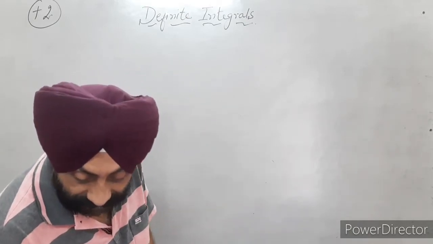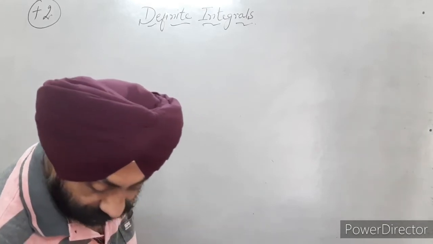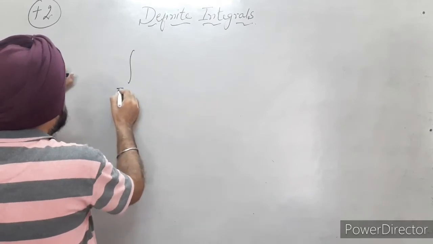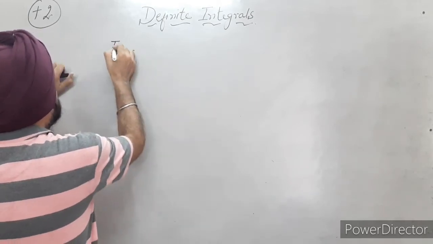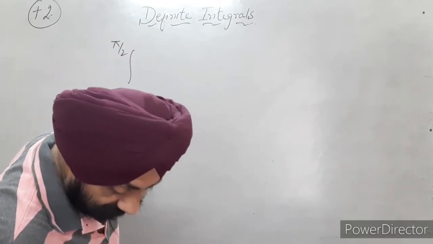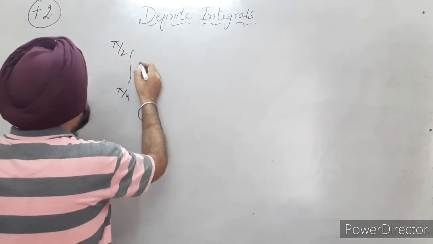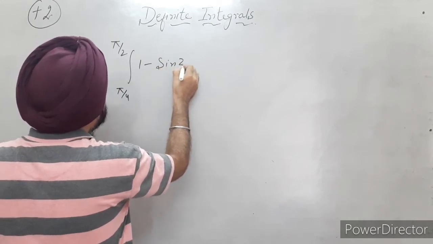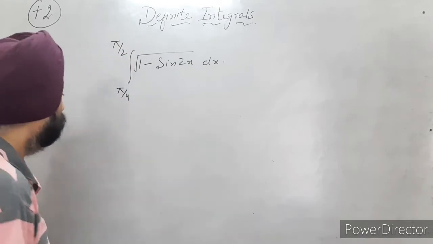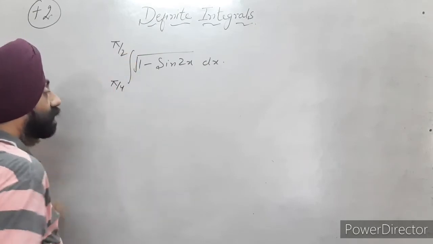Now the next sum is, yes, pi by 4 to pi by 2. It's a very interesting sum. Pi by 4 to pi by 2, the integral of under root of 1 minus sine 2x dx. Now, the limits are pi by 4 to pi by 2.